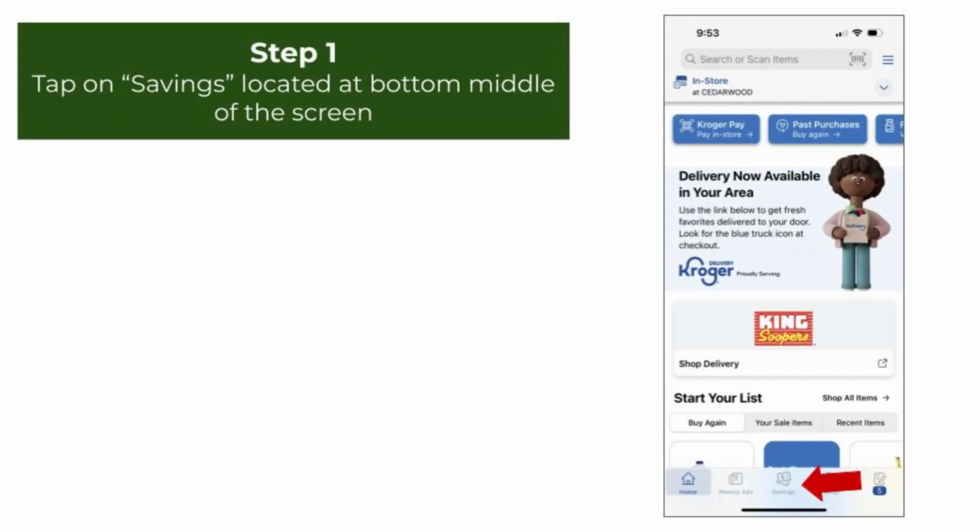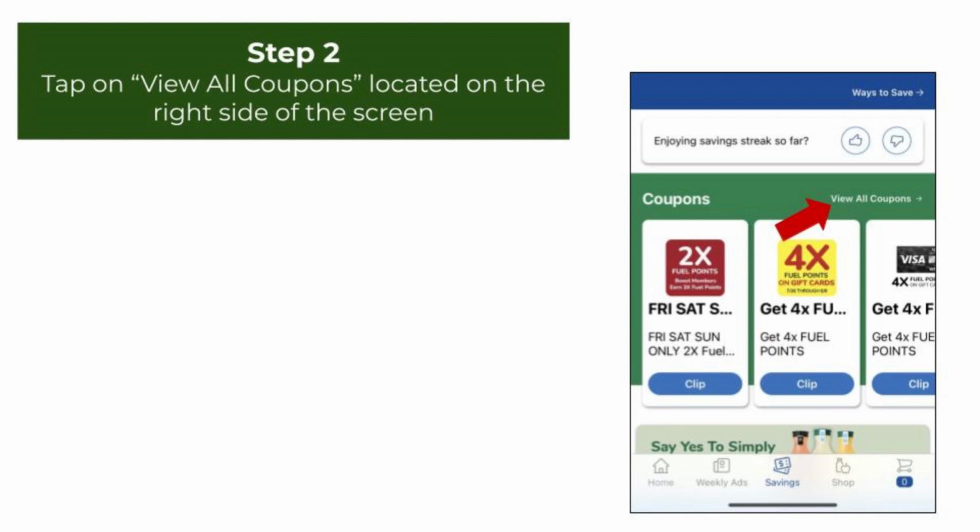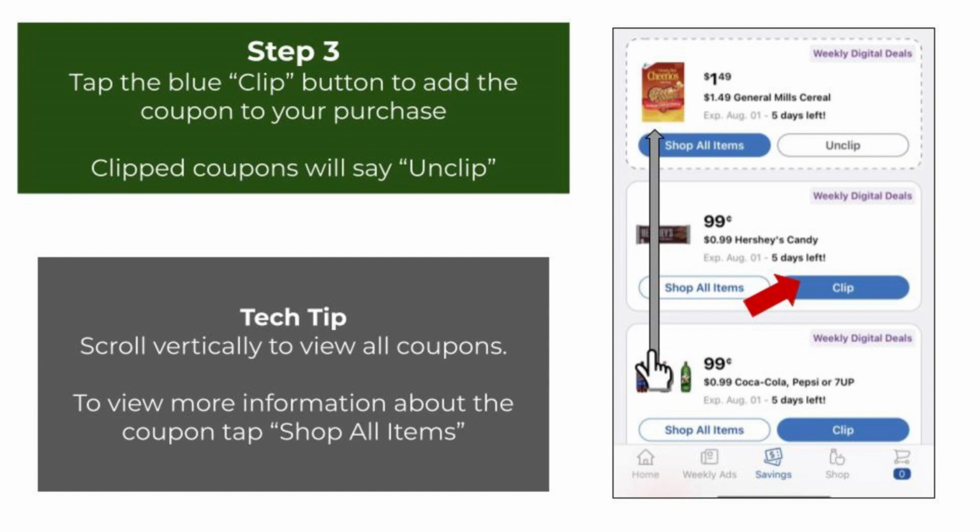First, tap on Savings located at the bottom middle of the screen. Then tap on View All Coupons located at the right side of the screen. Now we can view all the coupons in the weekly ad. Scroll vertically to view all the coupons by dragging a finger from the middle to the top of the screen. To view more information about the coupon, tap on Shop All Items to see all eligible items for the coupon. Once you've found a coupon you would like to use, tap on the blue Clip button.